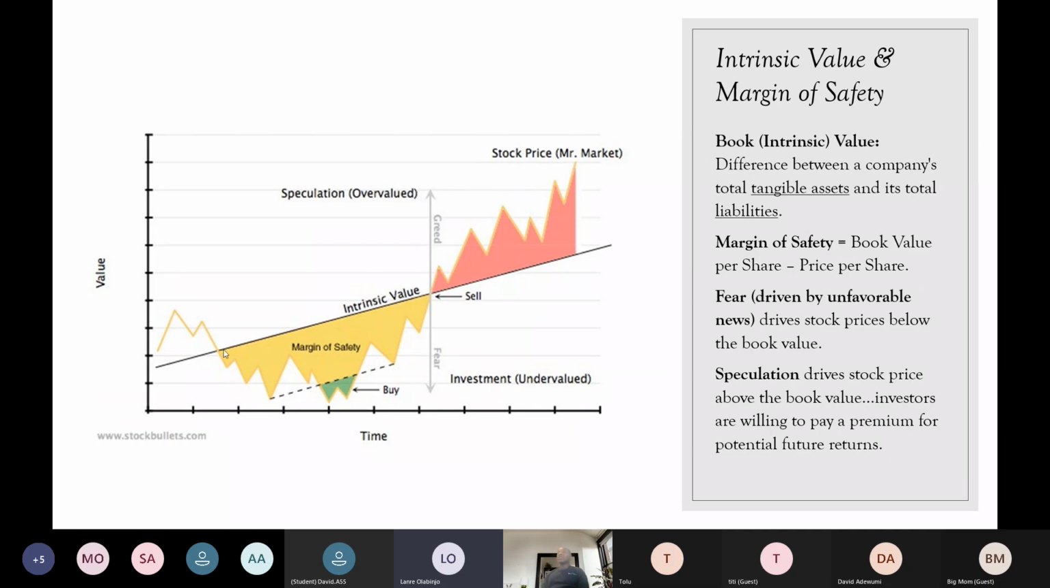intrinsic value. The intrinsic value essentially is the true value of the business, which is what I define on the top right of this screen. That is, if you take all the company's assets and you take out its intangible assets, okay, and its liabilities, you come to the point of book value, also referred to in the book Intelligent Investor as intrinsic.